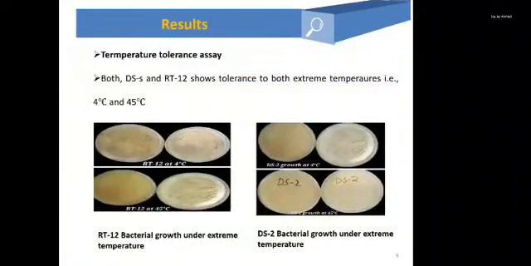So here is our result. When we isolated the bacteria, we found out whether this bacteria is resistant or tolerant to temperature. When we exposed this bacteria to extreme temperature, both strains DS2 and RT12 showed tolerance to both extreme temperatures, that is 4 degrees centigrade and 45 degrees centigrade, as shown in the pictures.